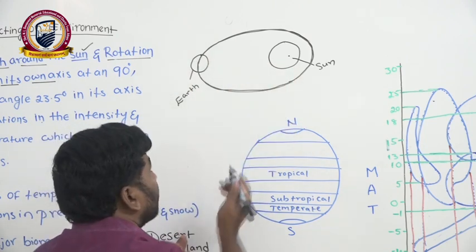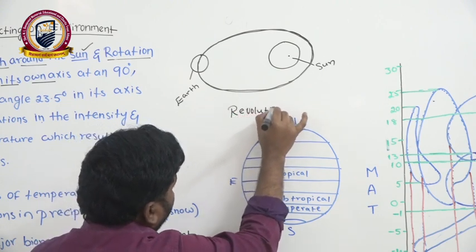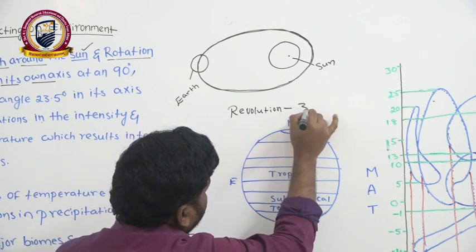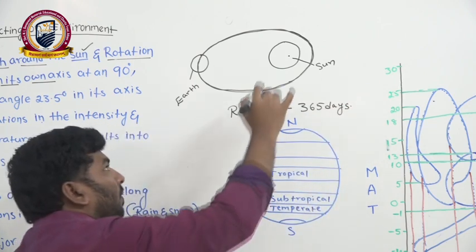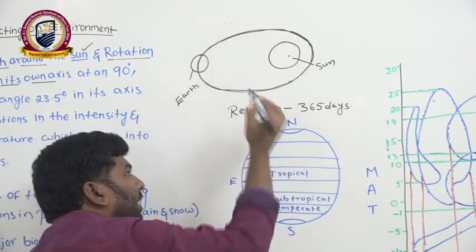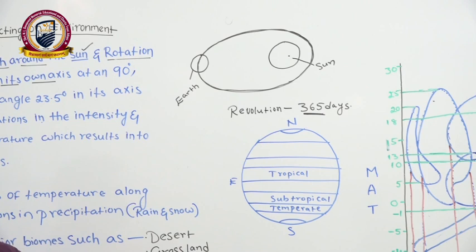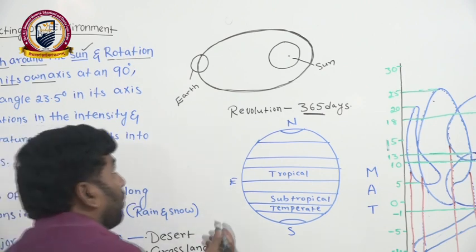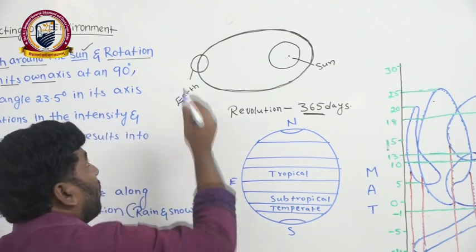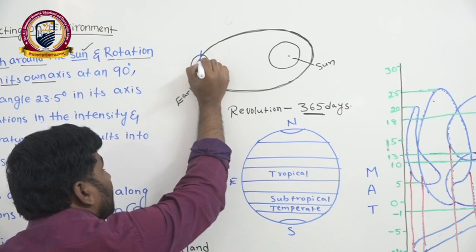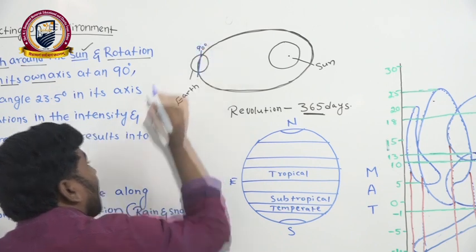For one revolution, the earth takes 365 days. It means 1 year. To complete one revolution, the earth takes around 365 days. That we can consider as 1 year. Clear? Now the earth has its own axis. For example, this is the earth axis.